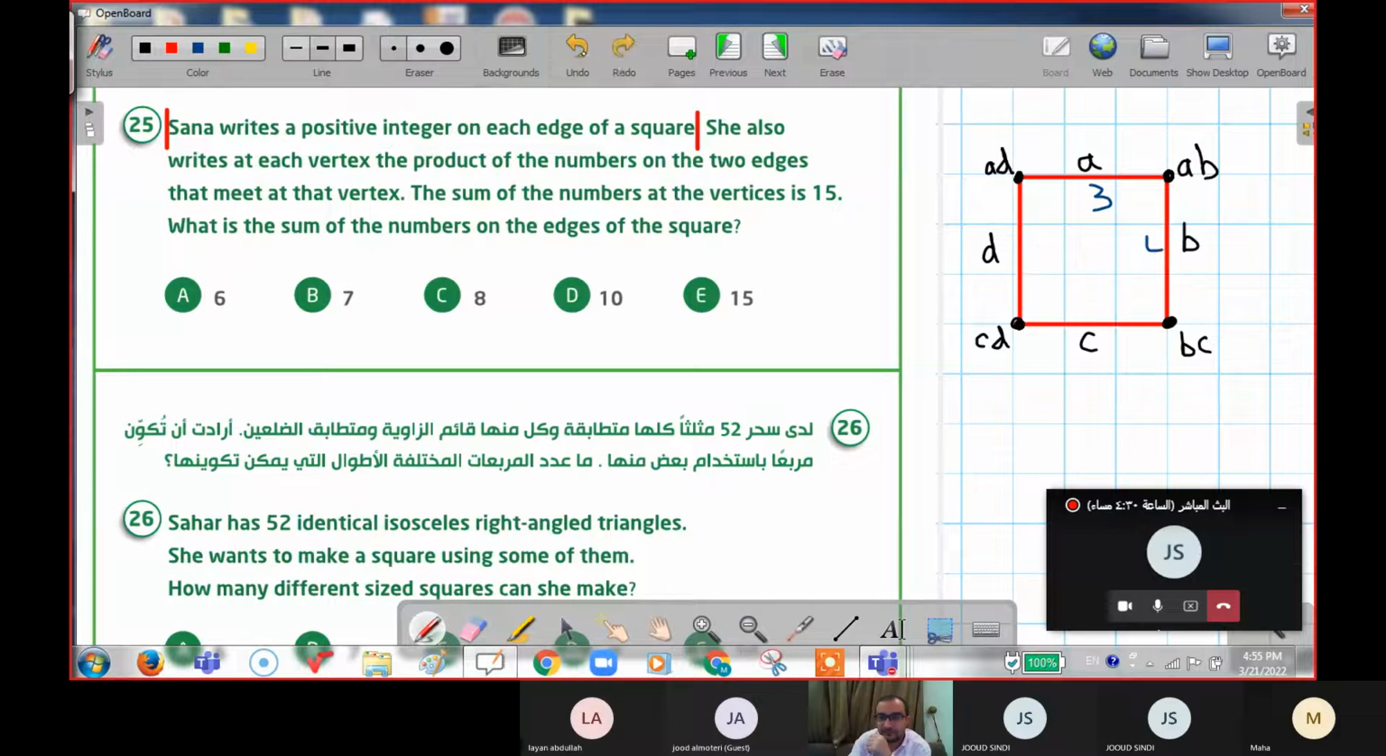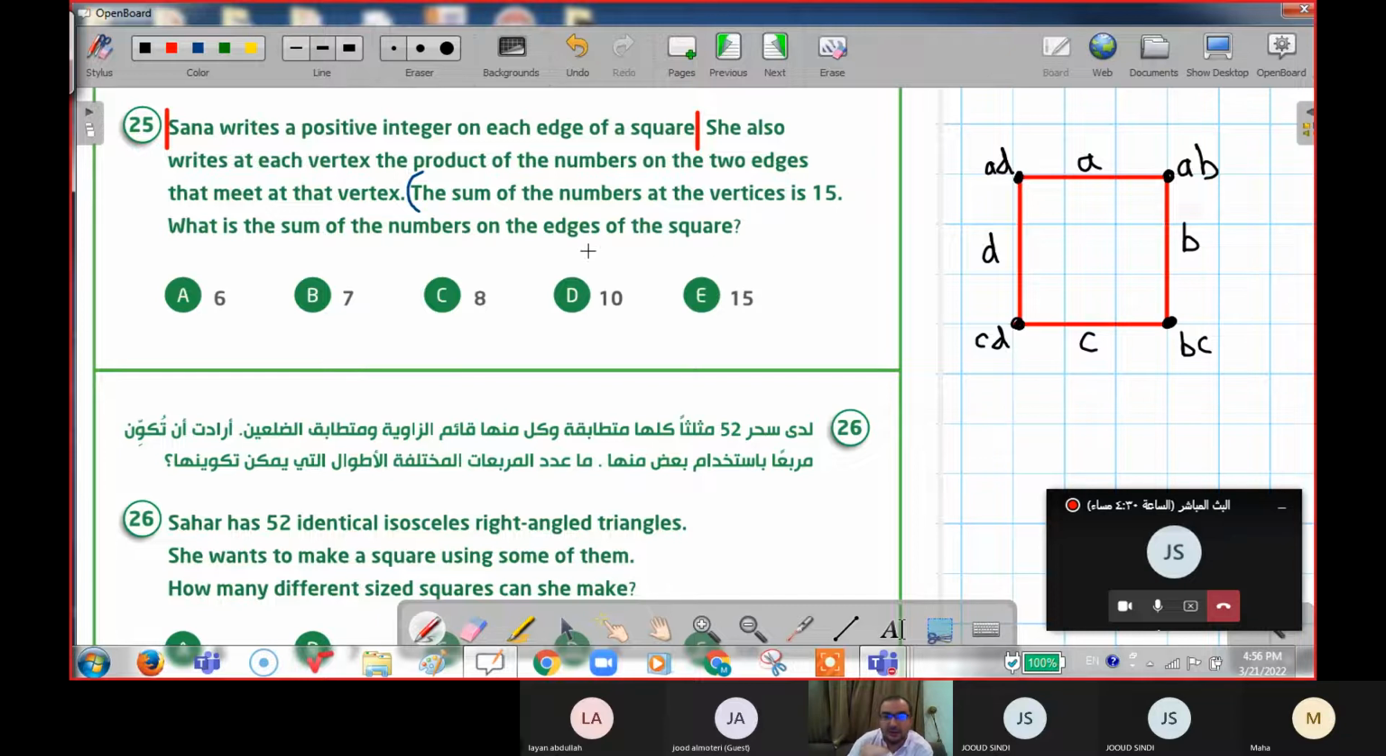So this is for A, B, C, and D. She also writes at each vertex the product of the two numbers here: A times D, A times B, B times C, and D times C. Now, let's continue. The sum of the numbers at the vertices is 15. So now AD plus AB plus CD plus BC equals 15.